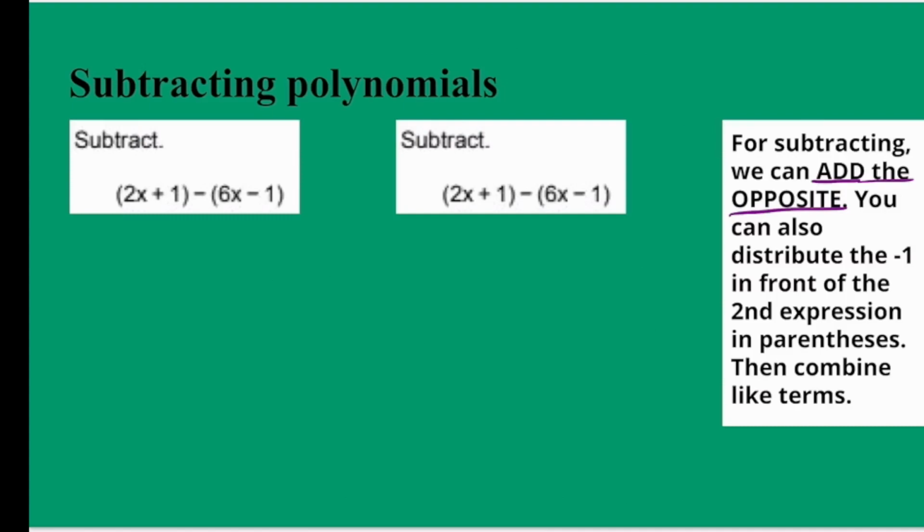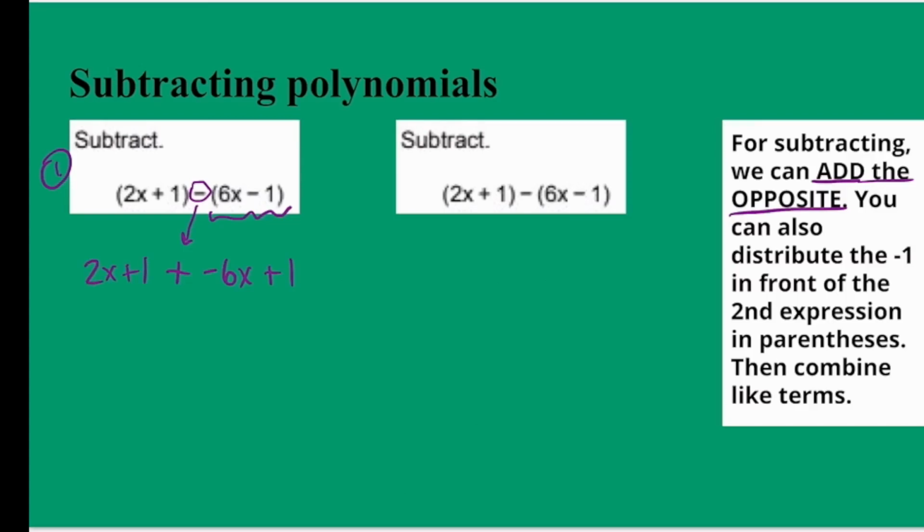So in the first method, let's say number 1, I'm going to take this subtraction sign and rewrite it as addition. That means I have to do the opposite of everything inside the parentheses after. The opposite of a positive 6x is a negative 6x. The opposite of a negative 1 is a positive 1. So this becomes my new problem.